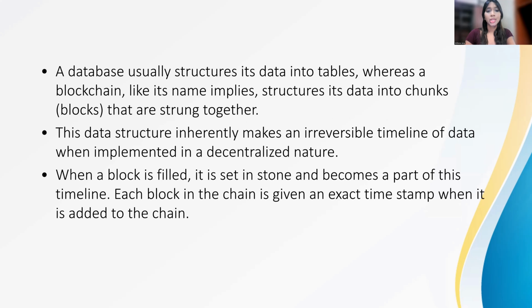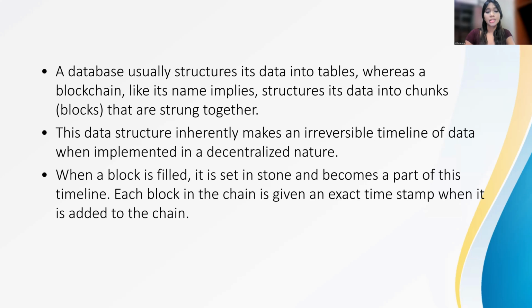Now, a database usually structures its data in the form of tables, and it is stored in tabular format. Whereas in the case of a blockchain, as its name implies, it structures its data into chunks known as blocks. This data structure inherently makes an irreversible timeline of data when implemented in a decentralized network.